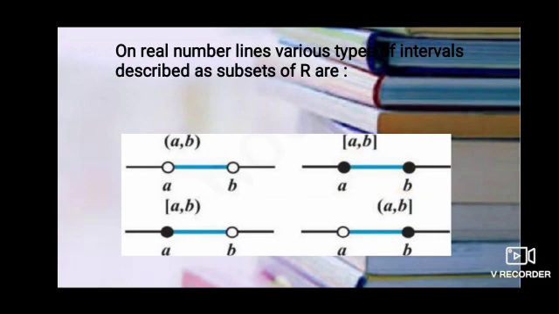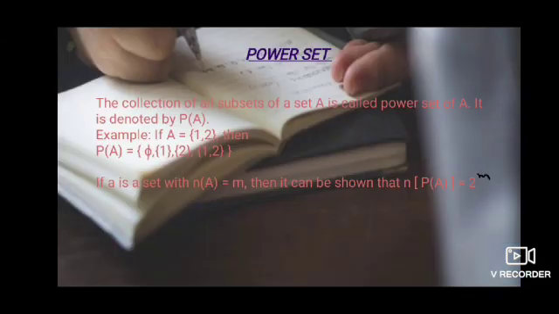Now as you can see here, by the side of a we have a closed end and by the side of b we have an open end. So we'll include the value of a but not b, and also include the intermediate values. Now we have by the side of a an open end and by the side of b a closed end. We'll not include the value of a but include the value of b and all the intermediate values.